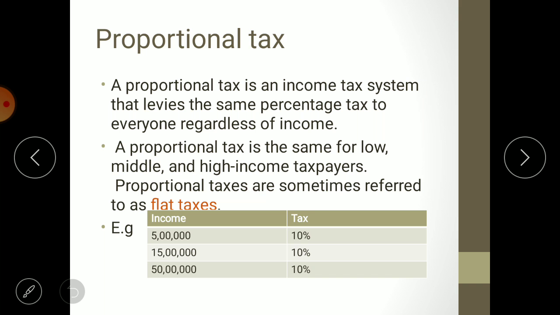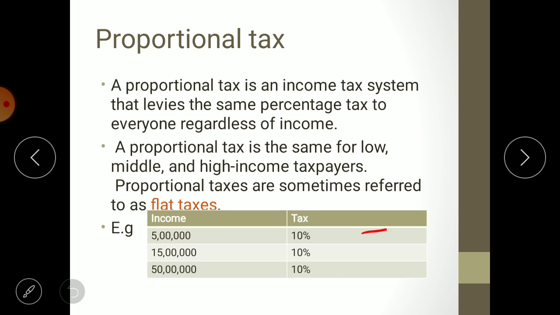An example is given here. In the first column, income is written, and in the second column, the tax rate is written. Take an example that a person is earning 5 lakh rupees, then he needs to pay 10% as tax. So what will be the amount of tax? It will be 50,000 rupees. Now take another example. Person B is earning 15 lakh rupees, and he also needs to pay 10% tax. So his amount of tax will be 1 lakh 50,000 rupees. Person C has an income of 50 lakh rupees, and he also needs to pay 10%. So his amount of tax will be 5 lakh rupees.